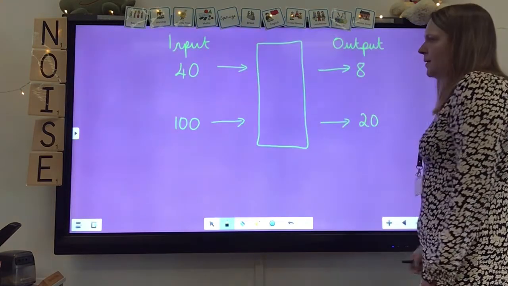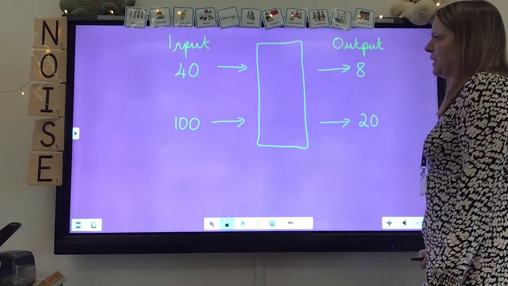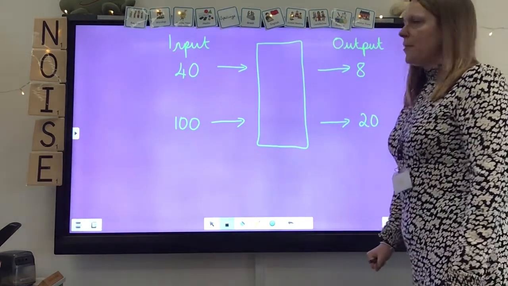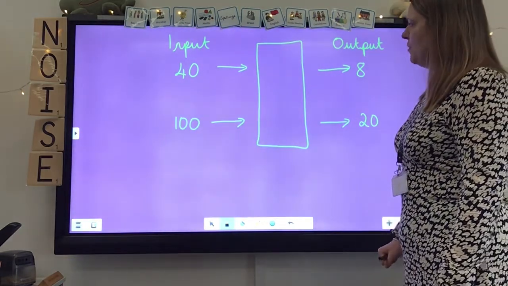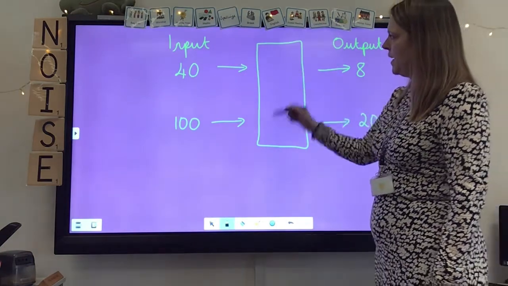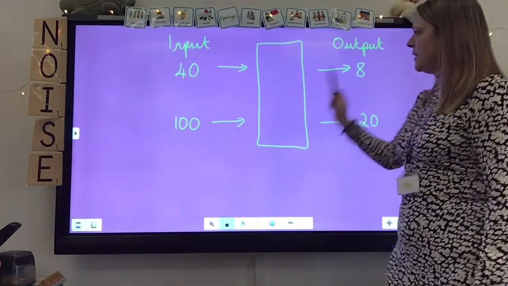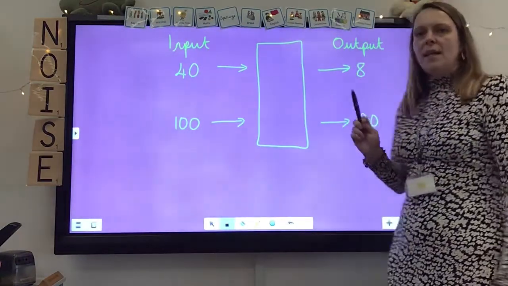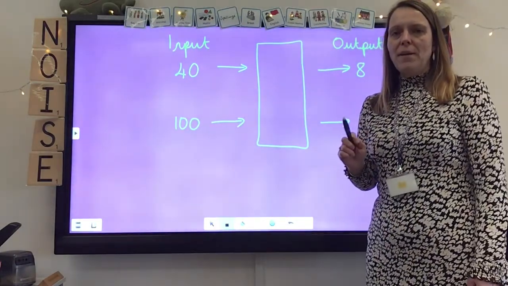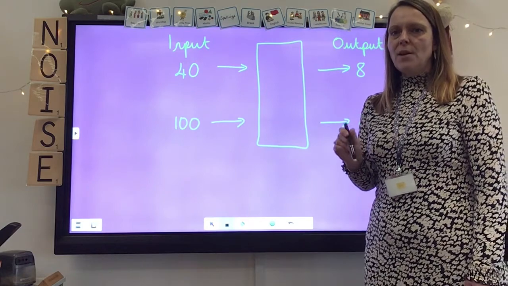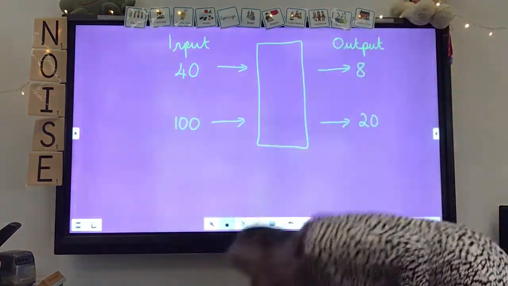Okay. So looking back to what we did yesterday, well, we've got one step on our function machine. What have we done to both of these? What is our function here that takes us from 40 to 8? And then 100 to 20. Pause the video, have a little think about it, and then press start when you're ready to move on.